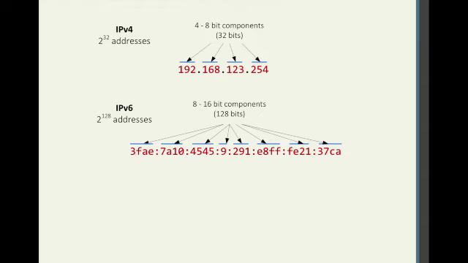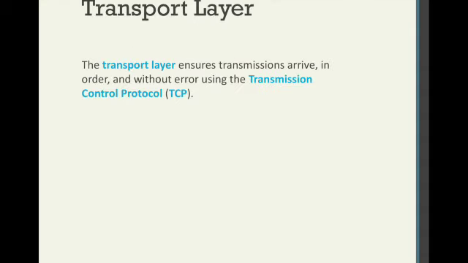So the total number of addresses now is 2 raised to the power 128, which is over a billion times the number of IPv4 addresses. These 16-bit integers are normally written in hexadecimal due to their longer length. The layer above the internet layer is known as the transport layer.